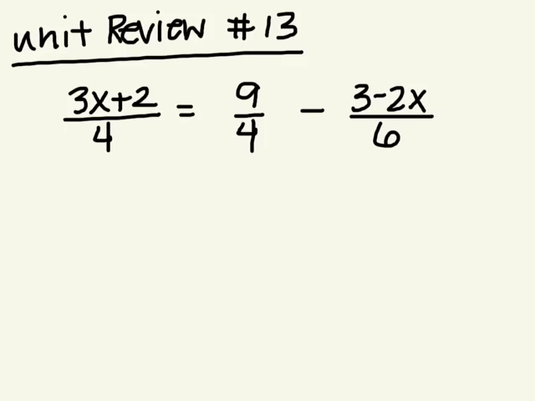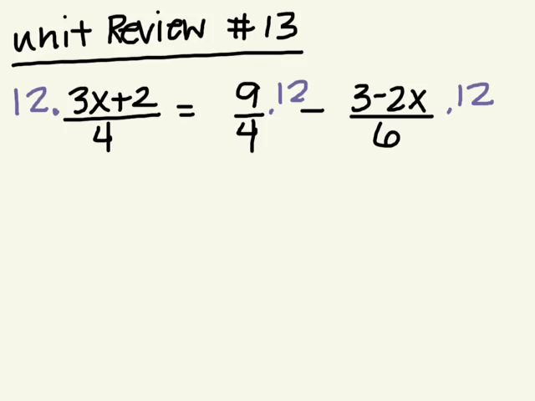So we want to think of the smallest number that 4 and 6 both divide into evenly. So that number for this problem is going to be 12. What we can do is multiply each of our fractions by 12, and that will clear the denominator. So that's going to be my first step. I'm going to multiply my first fraction by 12, and my second fraction by 12, and my third fraction by 12.